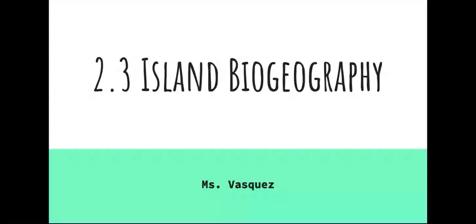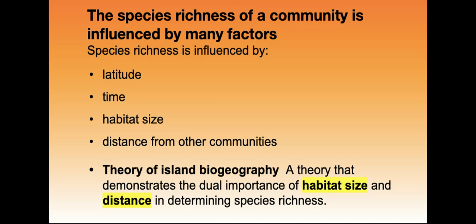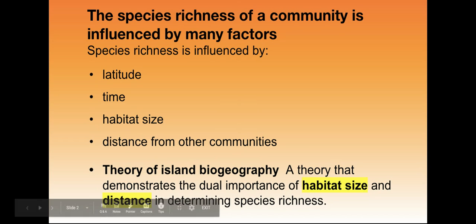Okay, species richness, remember? Species richness, as we talked about last week, is influenced by many factors, and we're going to use some of these factors to continue talking about species richness or biodiversity. One of the ways that we do this is using the theory of island biogeography, and this theory is based on the study of islands and the behavior of species migrating onto these islands.